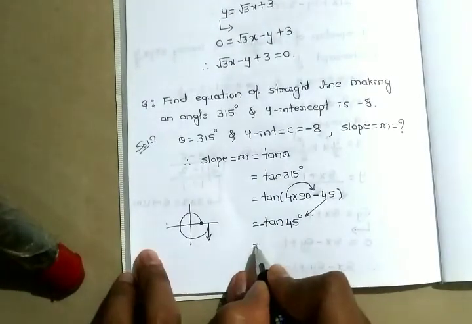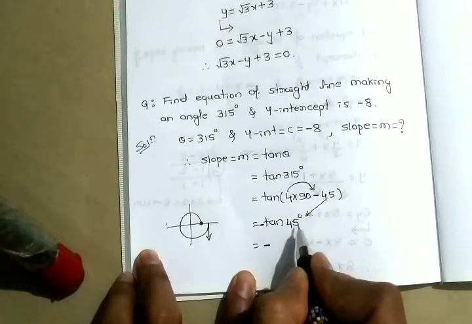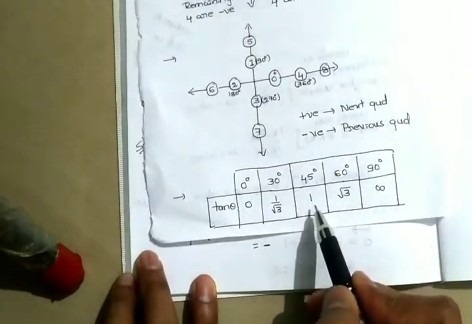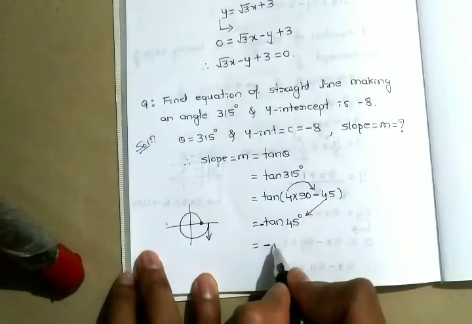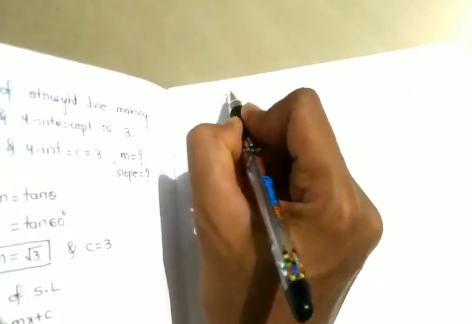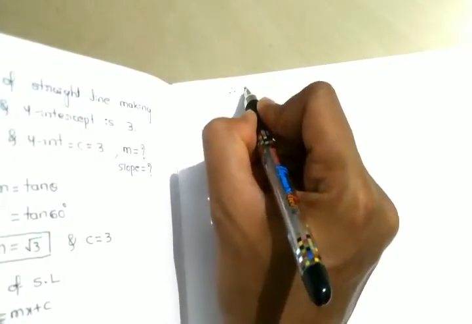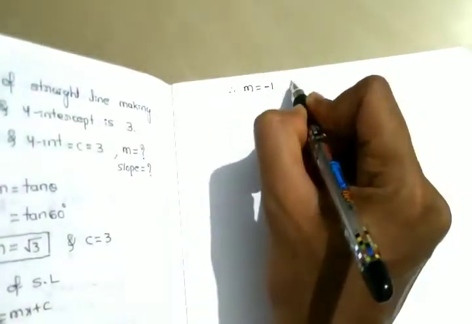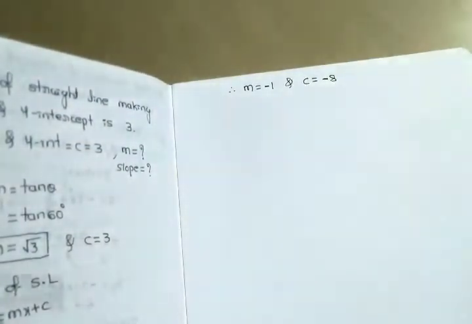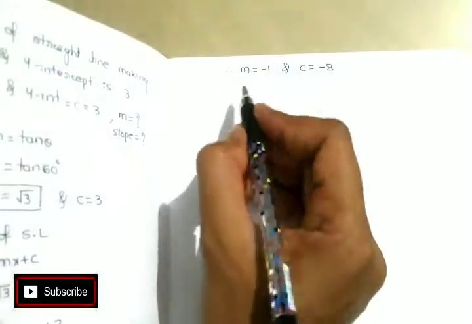Fourth quadrant. Therefore, minus sign, keep it as it is, tan 45 degrees. See that standard table. Tan 45 degrees, how much here? 1. Therefore, substitute here 1. So this is the value of m. So you got the m value. Therefore, m is equal to minus 1, and c, the y-intercept, is how much here? Minus 8. So now you need the equation of the straight line.